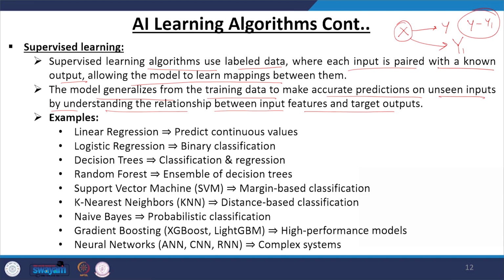Okay. A few examples are linear regression used to predict continuous values, logistic regression for binary classification, decision trees for the classification process, random forest, support vector machine, k nearest neighbor, naive Bayes and other methods as well, and all the neural networks like your artificial neural network, convolutional neural network, and also recurrent neural network. So, all the neural networks come under supervised learning, where you give input data and also give the output for it for training purposes. And when it is trained, now you give the testing data, where you do not give the output, only the input, and see the accuracy.